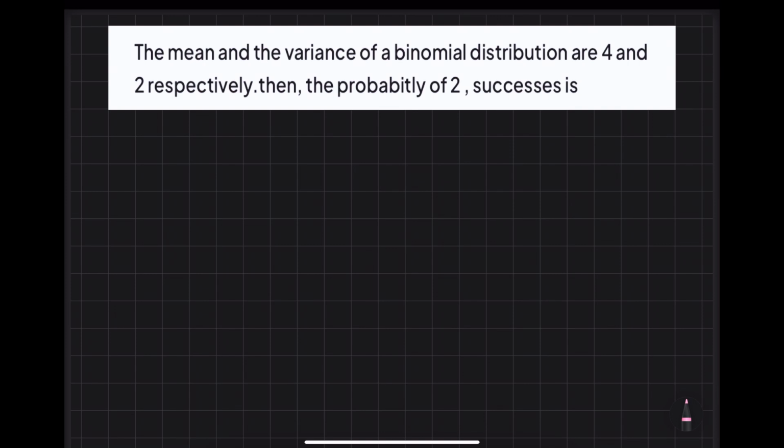So, we got a wholesome new problem which says the mean and the variance of a binomial distribution are 4 and 2 respectively. So, mean is 4, variance is 2. As you know, mean means what?